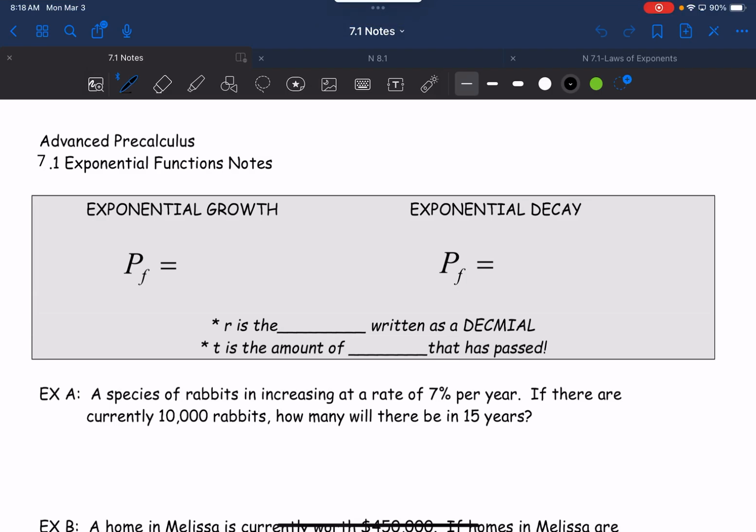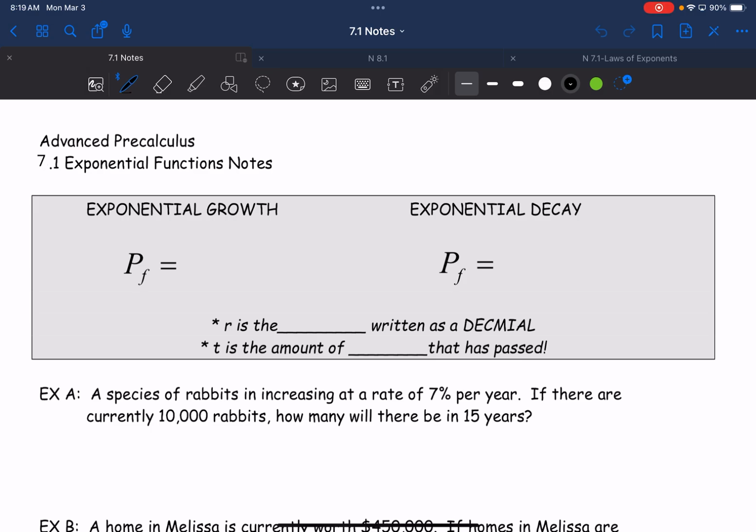Exponential growth and exponential decay. So growth obviously is when some population of something is getting bigger, right? Decay is when it's getting smaller. So you'll just have to read the word problem to determine whether it is increasing or decreasing in size to know which one of these two formulas you should use.